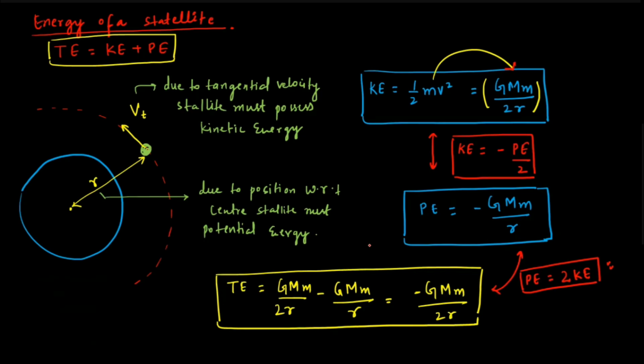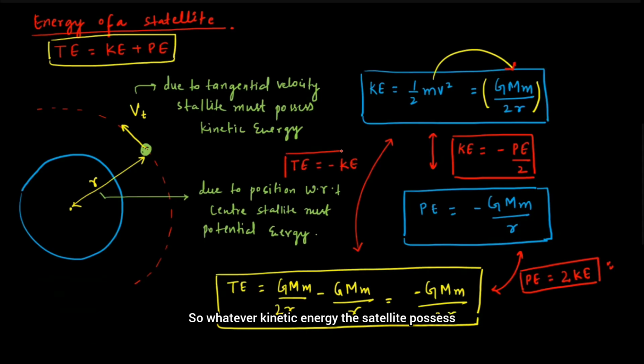Similarly, if we talk about the relation between kinetic energy and total energy, we can simply say total energy is equal to negative of kinetic energy. So whatever kinetic energy the satellite possesses, negative of it is going to be total energy. So these are the three relations between these three forms of energy. That is also something you need to keep in mind. Does this make sense?